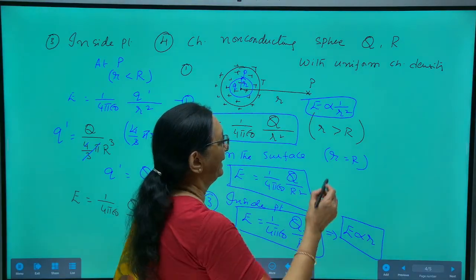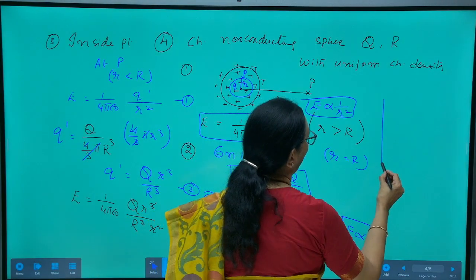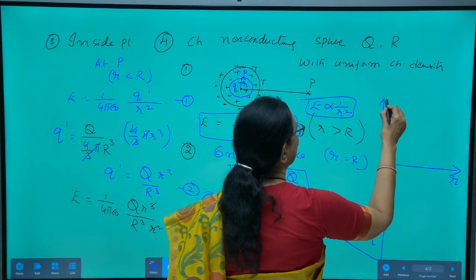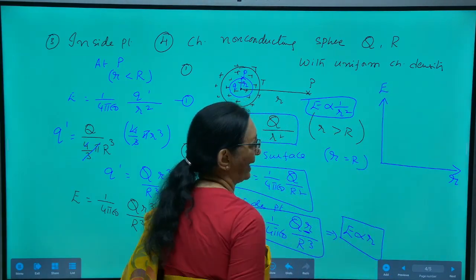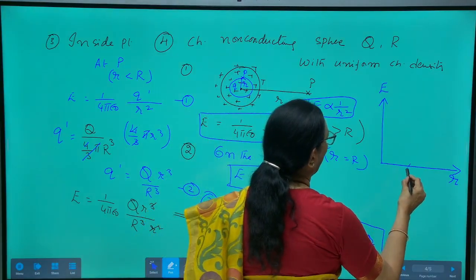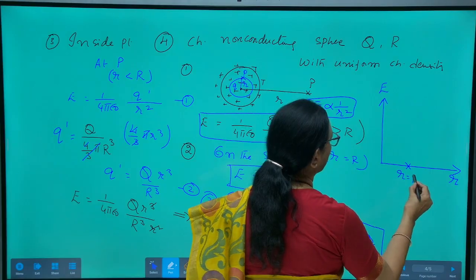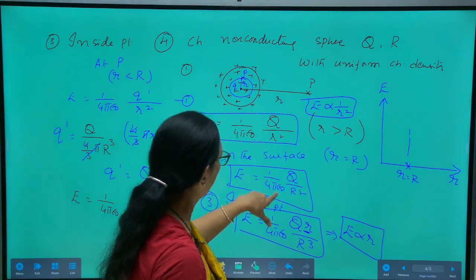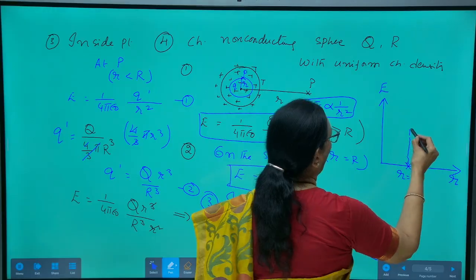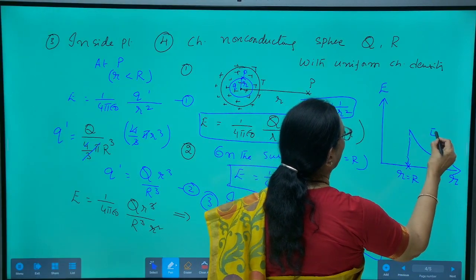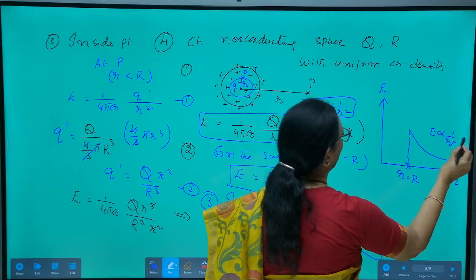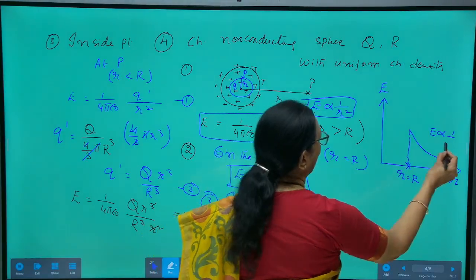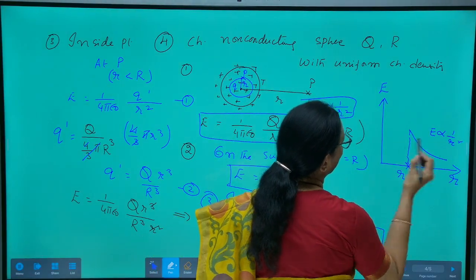Now, if you draw a graph between the distance from the center along the x axis and E along the y axis, and this is a point on the surface. So, on the surface, electric field intensity is Q by capital R square, and outside E is inversely proportional to r square. It will be like that. The graph is like this.